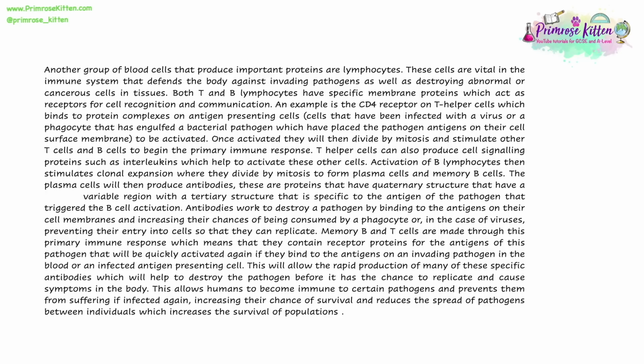Final paragraph then, which is about immunity. Another group of blood cells that produce important proteins are lymphocytes. These cells are vital in the immune system that defends the body against invading pathogens, as well as destroying abnormal or cancerous cells and tissues. Both T and B lymphocytes have specific membrane proteins which act as receptors for cell recognition and communication.